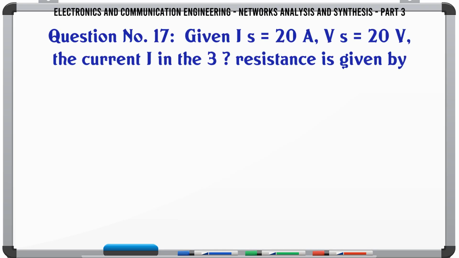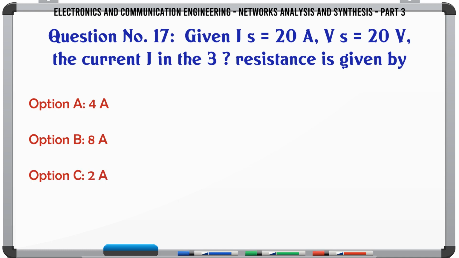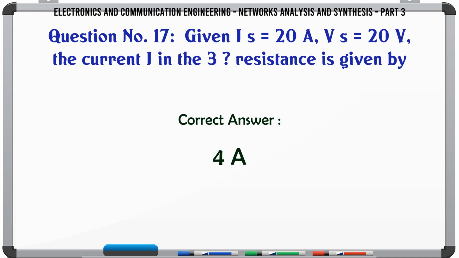Given I is 20 A, V is 20 V, the current I in the three resistance is given by A 4 A, B 8 A, C 2 A, D 16 A. The correct answer is 4 A.